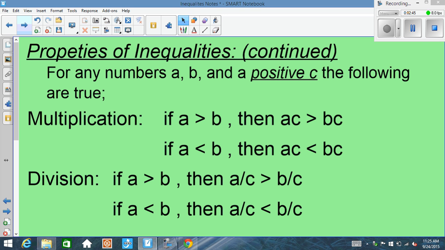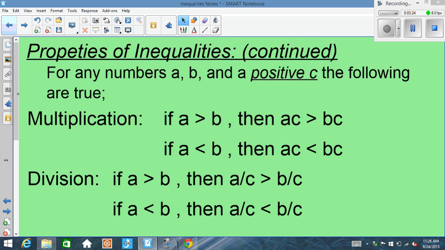Properties of inequalities continued. For any numbers a, b, and a positive c, that's the key, a positive c value, the following are true. Multiplication. If a is greater than b, then a times c is greater than b times the same positive c. If a is less than b, then a times c is less than b times c. For division, that's also true. If a is greater than b, then a divided by c is greater than b divided by c. And if a is less than b, then a divided by c is less than b divided by c. Again, no change in inequality.